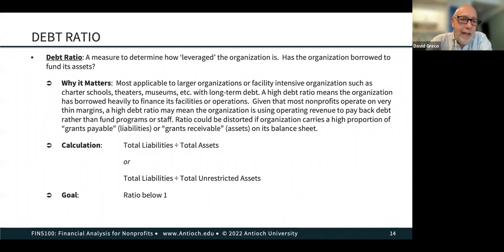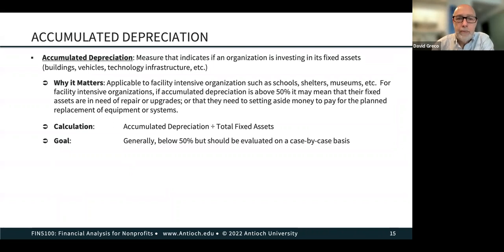Again, a debt ratio, similar idea: total liabilities divided by total assets, or total liabilities divided by total unrestricted assets. These are all measures to see, are we able to pay our debt back? So the current ratio, the quick ratio, the debt ratio. But again, most nonprofits are not in a situation where they typically have a lot of debt. This is, again, something that's more common in the for-profit world.